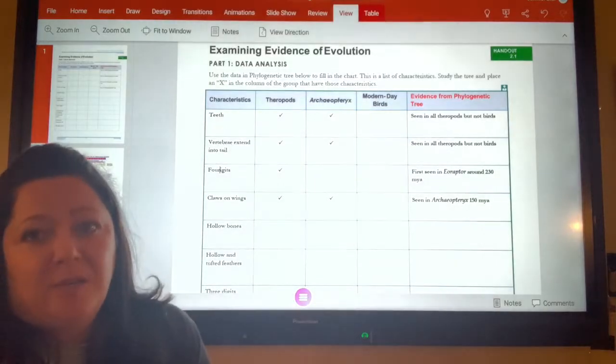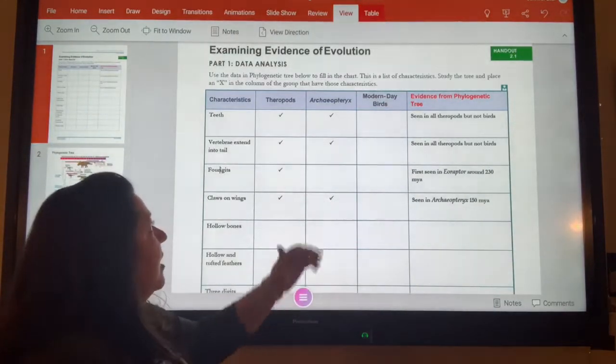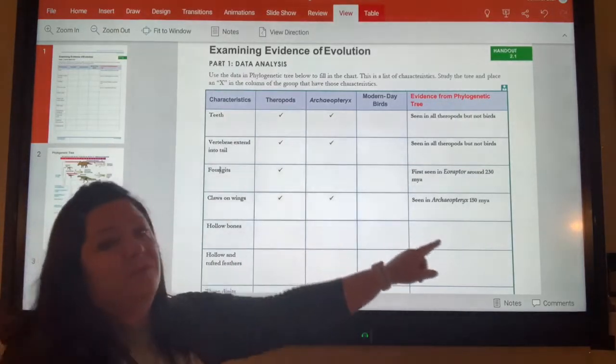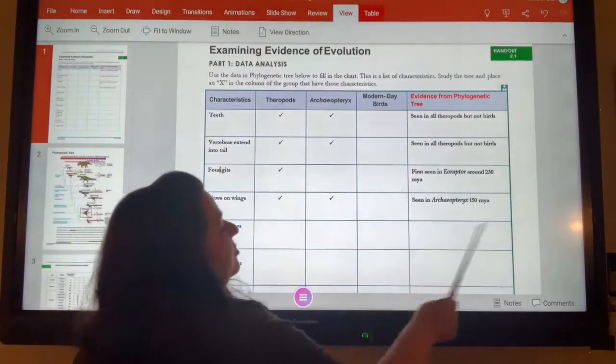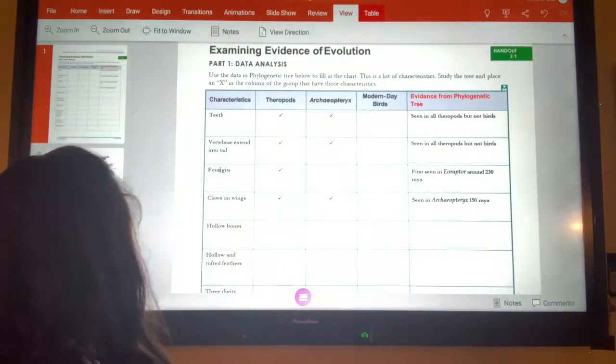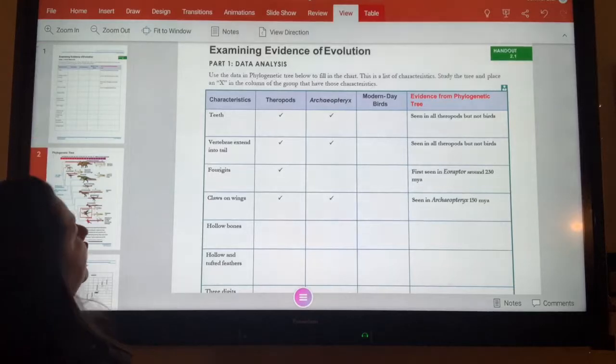Are these characteristics present in modern day birds? Are they present in the Archaeopteryx? Are they present in the theropods? And then what from the chart makes you believe that? So you're looking for evidence that is in the chart. Okay, so let's look at the chart real quick.